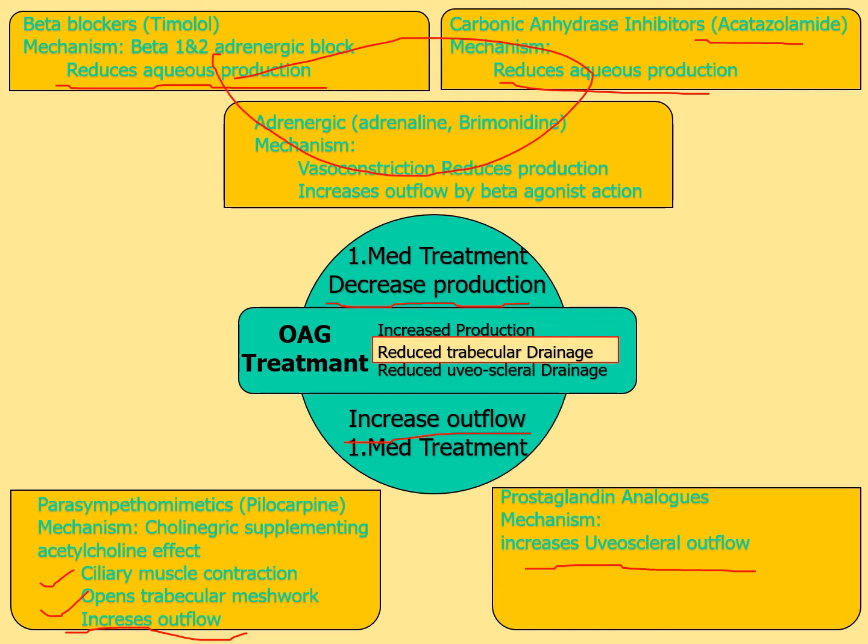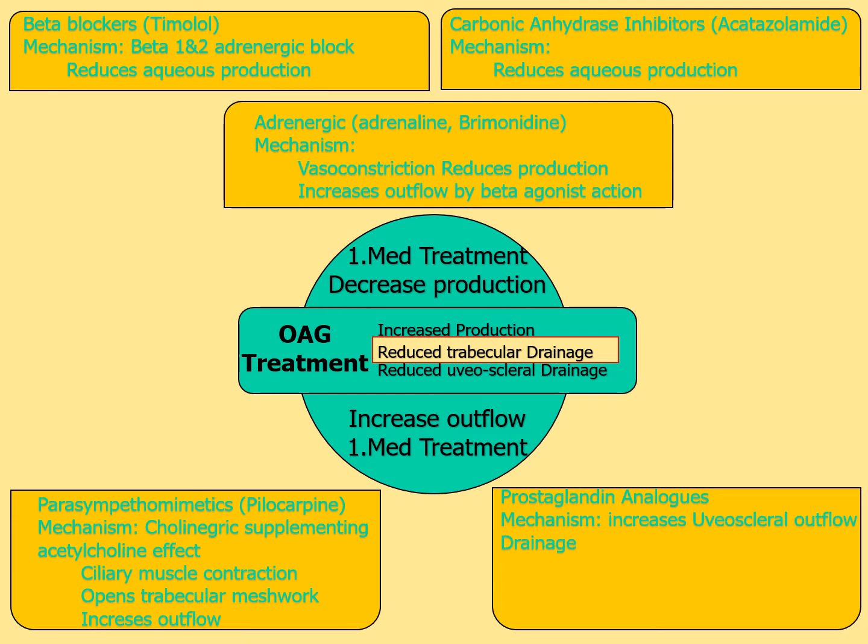So now we understand that we can reduce the production or we can increase the outflow. Decreased production is by beta blockers, carbonic anhydrase inhibitors, and adrenergic agonists, while the increased outflow can be done with the parasympathomimetic drugs or prostaglandin analogs. So if you have to combine two drugs, you can take one from this set and one from this set because they have different mechanisms of action and they will augment each other.